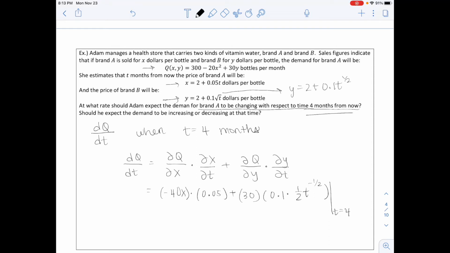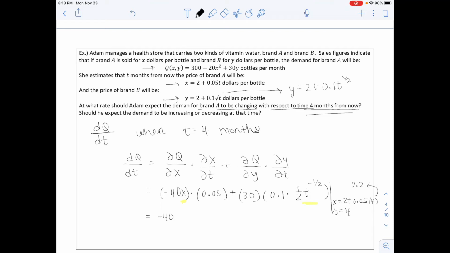However, you'll notice that we don't just have t's. I also have an x. So from here, I need to figure out what x is when t is 4. So how do you find x when t is 4? If you look at your formula up above, x is equal to 2 plus 0.05t, and instead of t I'm going to write 4. When you work this out, you get 2.2. So I'm going to substitute in 2.2 for x and 4 for t.